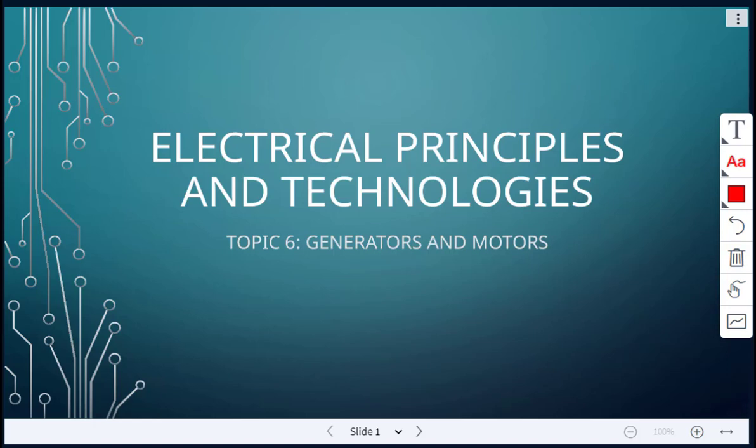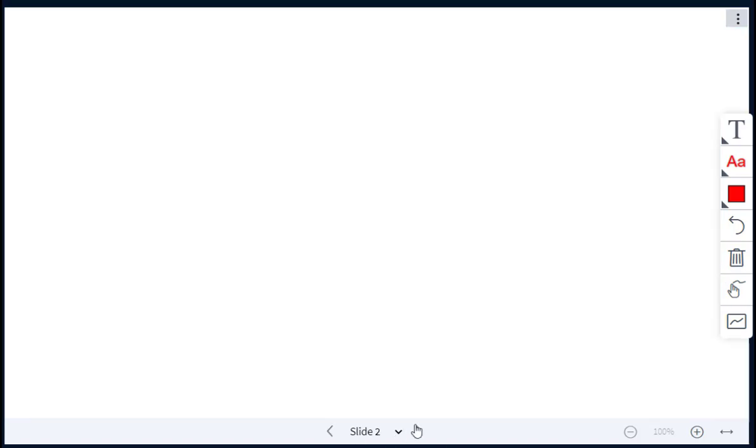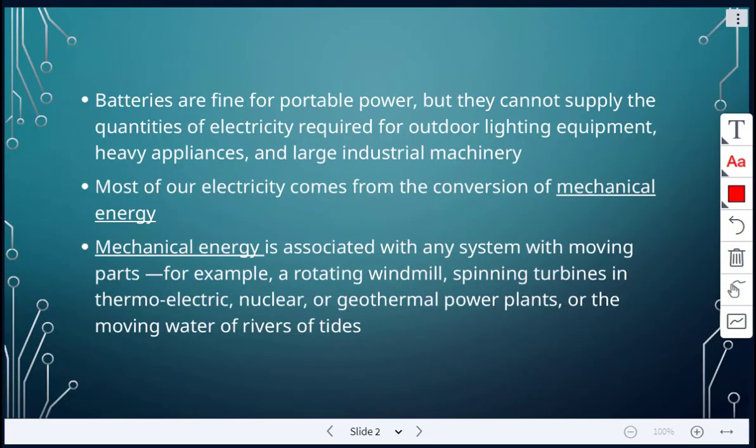Okay, so today's class we are looking at topic 6, which is on generators and motors. But the first part of this topic we talk about electromagnetism. So we talked about batteries. That was our last topic. And what we talked about with batteries was we were using them for portable power, like in watches, in flashlights, and so on.